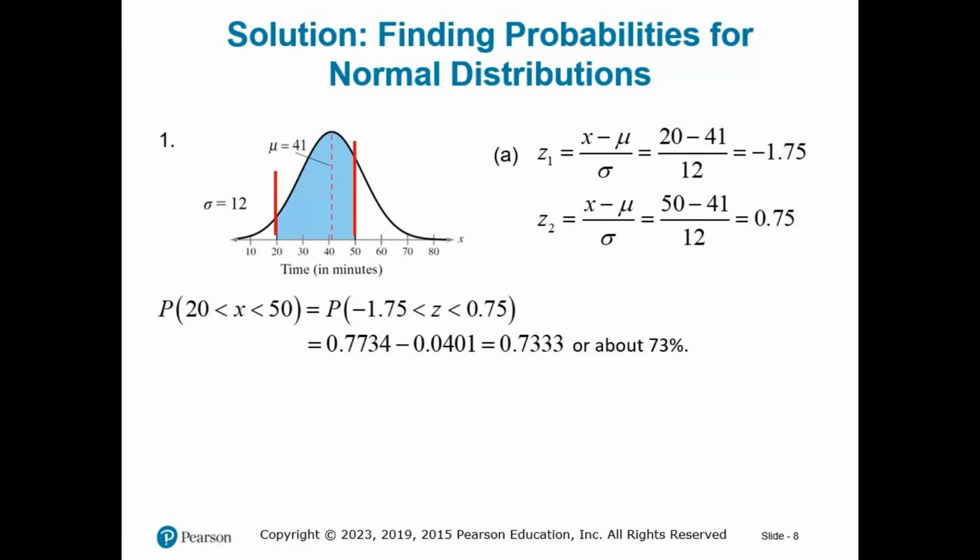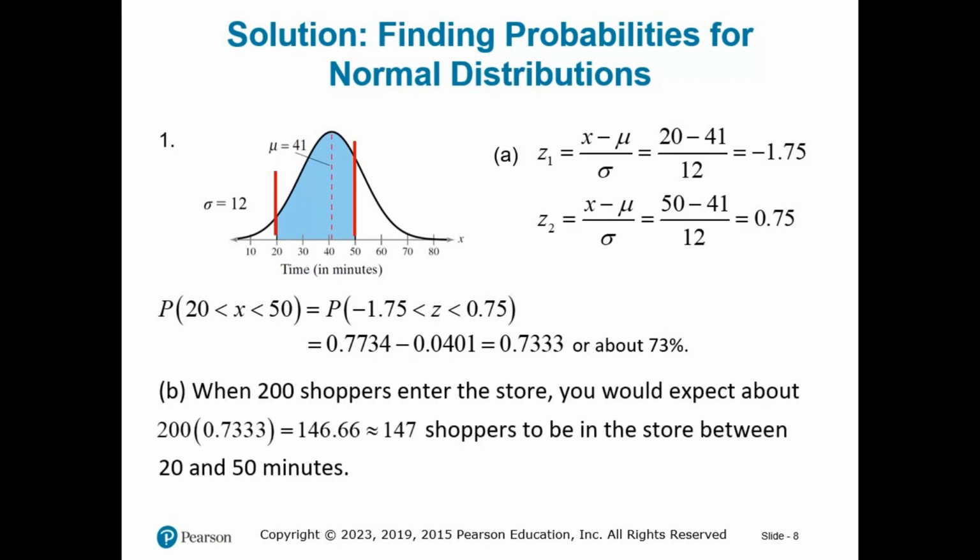For the second part of the problem, we need to do another step. It wants to know a proportion of shoppers from 200 that would be there within that range of time. So instead of applying that probability to time, or just giving a percentage chance of something happening, we need to apply it to the 200 shoppers. So we need to multiply the 0.7333 by 200, and we get about 146.66, or 147 shoppers. So we can conclude that when 200 shoppers enter the store, you would expect about 147 shoppers to be in the store between 20 and 50 minutes.